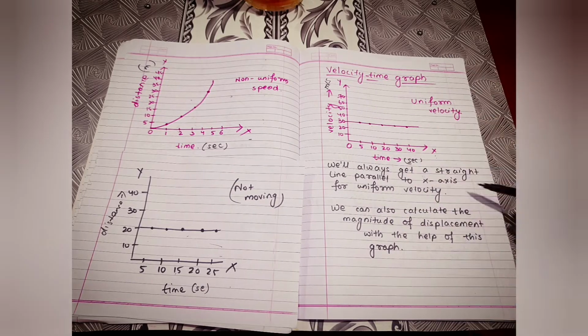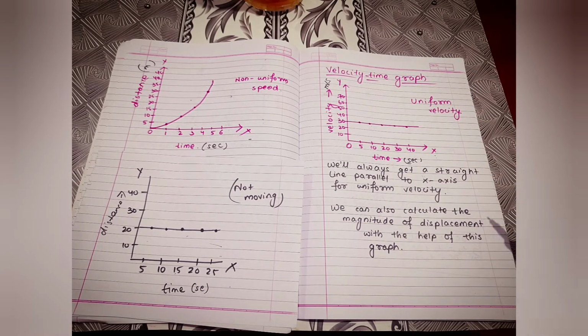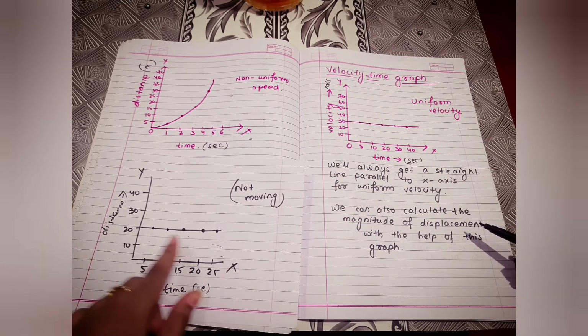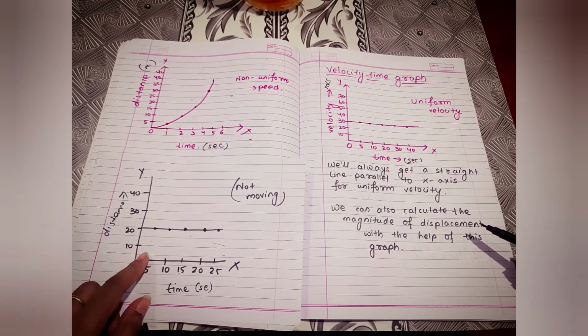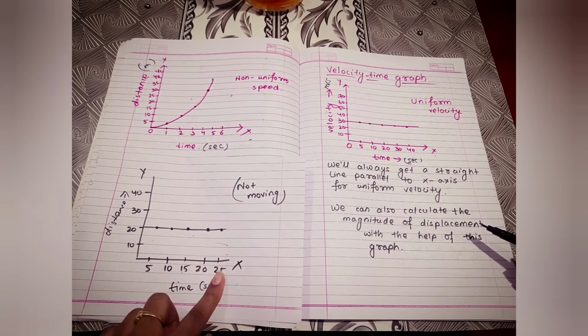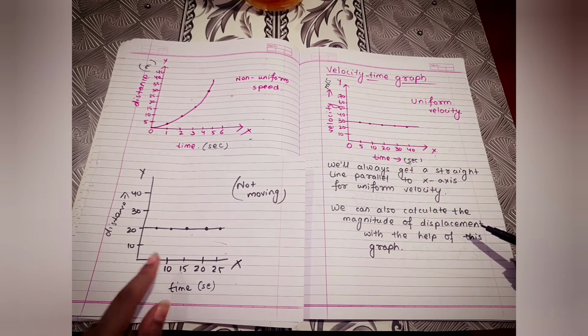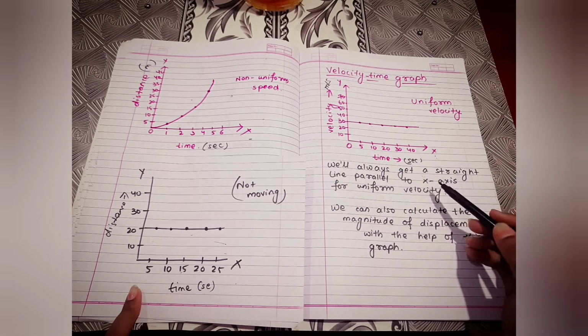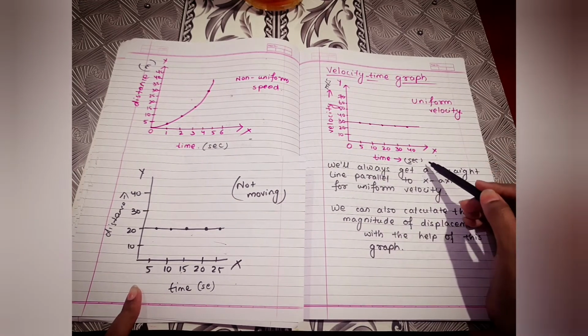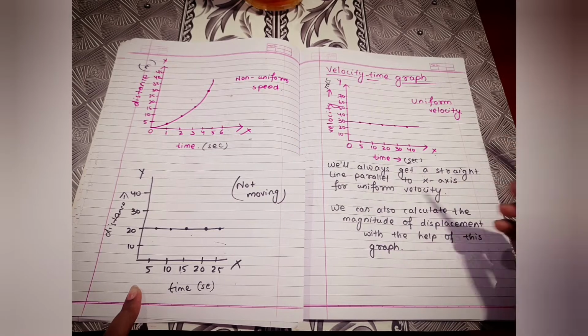This is a graph for a uniform velocity where the velocity remains constant, where the velocity is the same at any time. We also got a parallel line to the x-axis here. So in a distance time graph, when we get a parallel line to the x-axis, that means the object is not moving. But in a velocity time graph, if we get a parallel line to the x-axis, that means it is in uniform velocity.